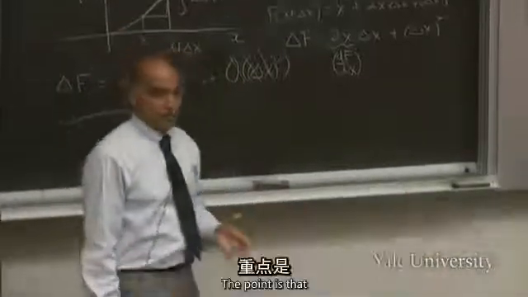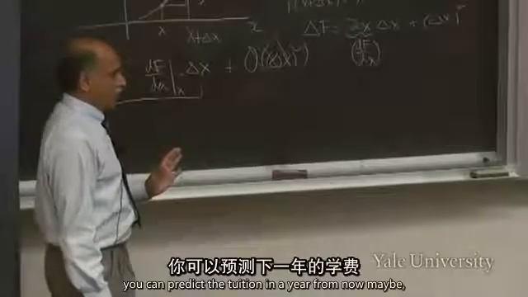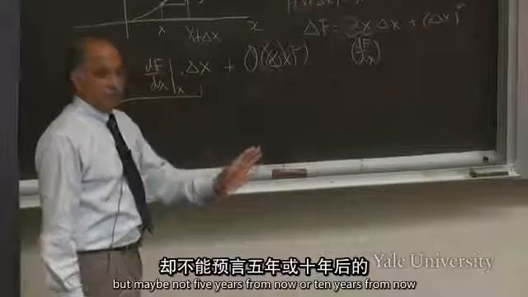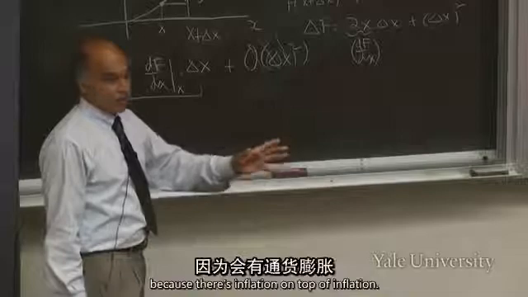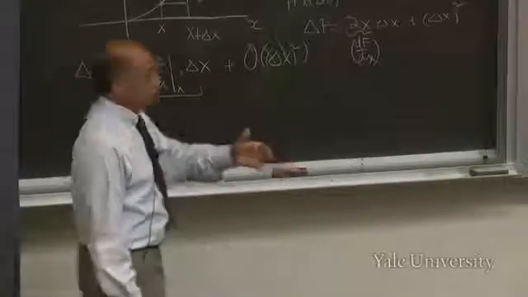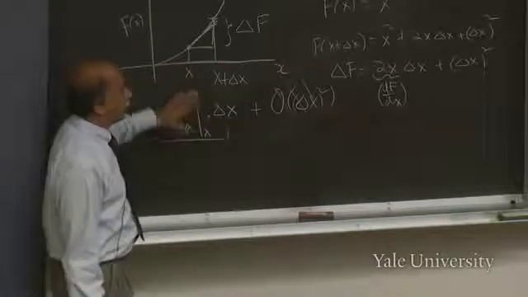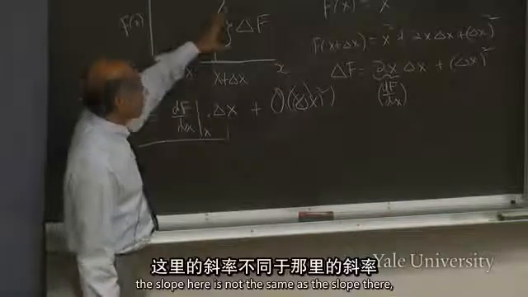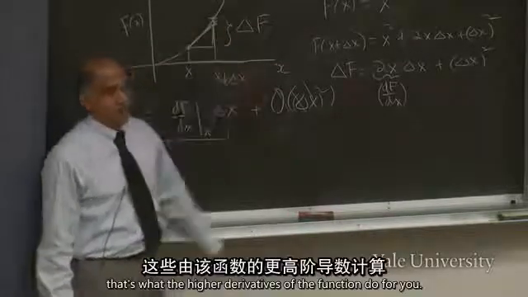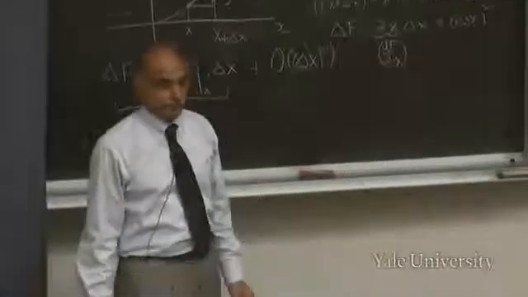That's very normal. The point is that you can predict the tuition a year from now maybe, but maybe not 5 years from now or 10 years from now, because there's inflation on top of inflation. That's like saying the rate of change itself has a rate of change. The slope here is not the same as the slope there. That's what the higher derivatives of the function do for you.